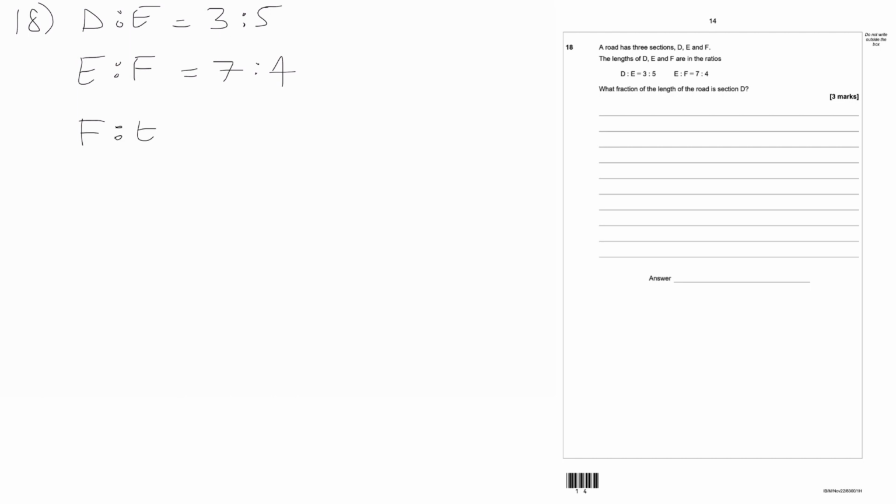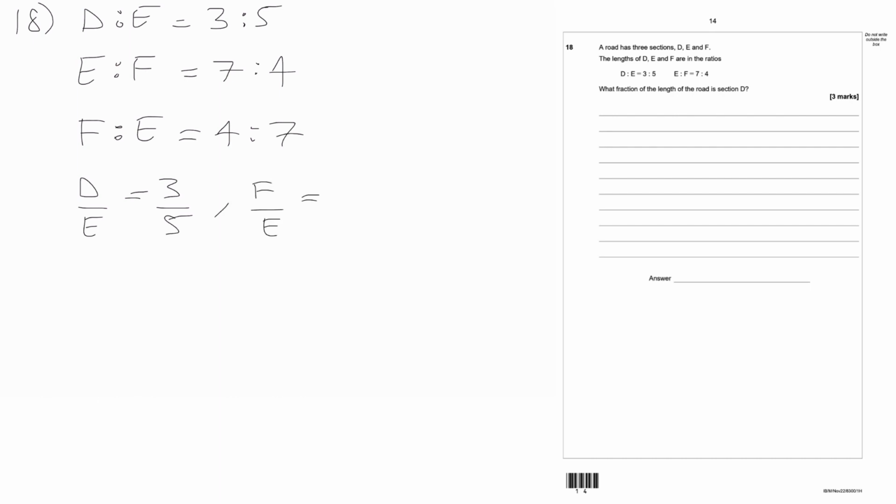So what I'm going to do here is we've got D to E and E to F. I'm going to reverse this and make this F to E. So we now have F to E is the ratio 4 to 7. And just to make this a little bit easier, I'm going to write these as fractions. So we've got D over E is 3 over 5, and F over E is 4 over 7.